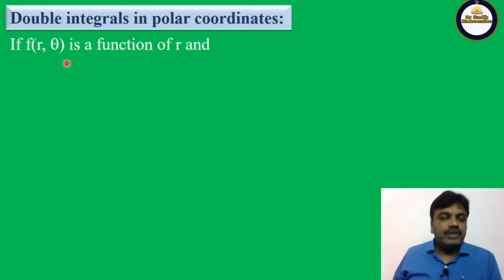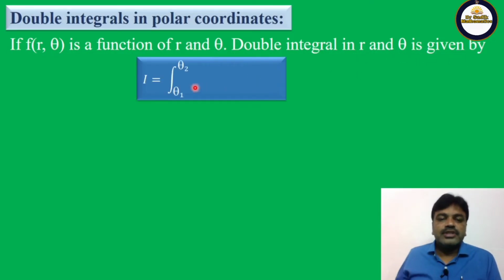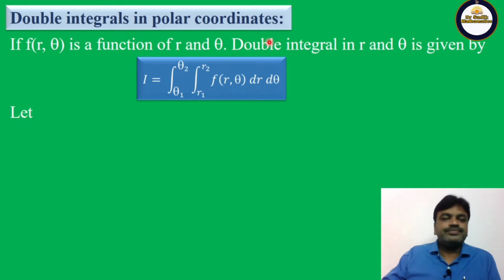If f of r comma theta is a function of r and theta, clearly it is r comma theta, the double integral in r comma theta is defined, friends, simply as I equal to integral theta 1 to theta 2, r1 to r2, f of r theta dr d theta. This is the polar form of double integration, right?